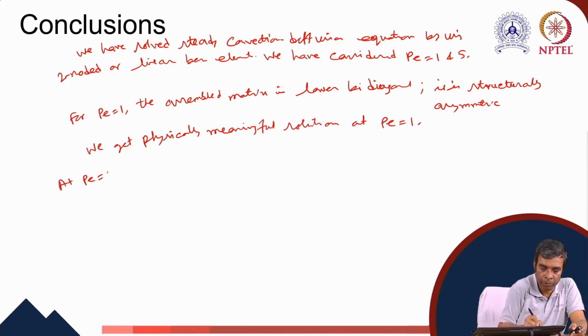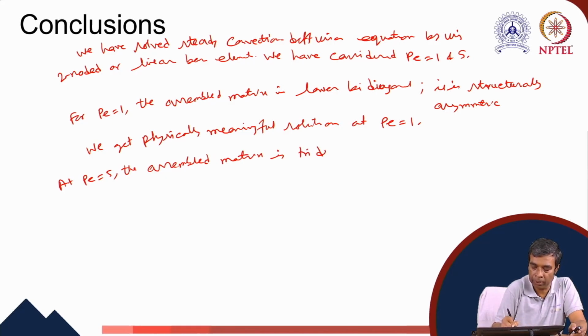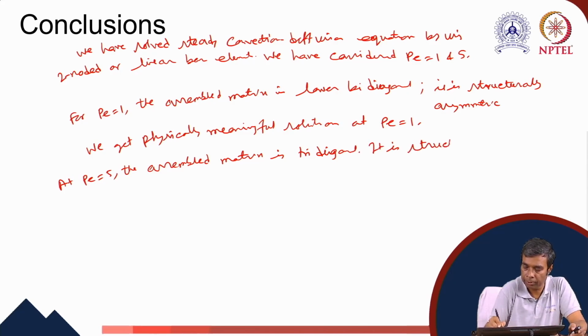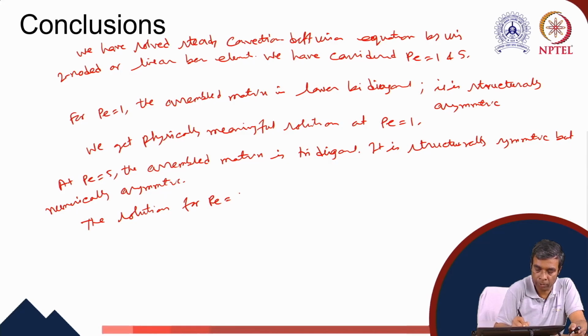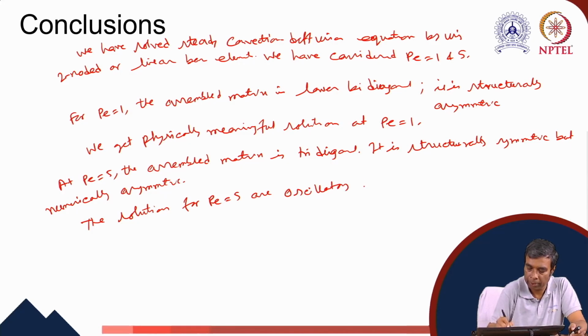At PE equals to 5, the assembled matrix is tridiagonal. It is structurally symmetric but numerically asymmetric. The solutions for PE equals to 5 are oscillatory and non-physical.